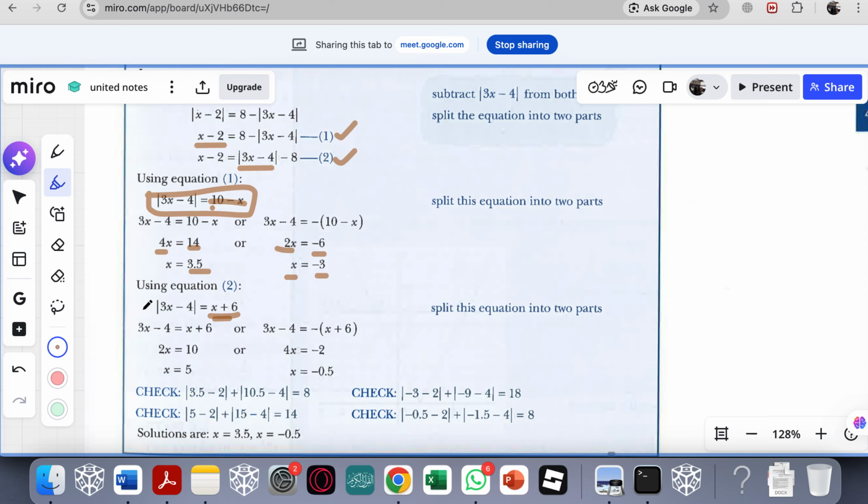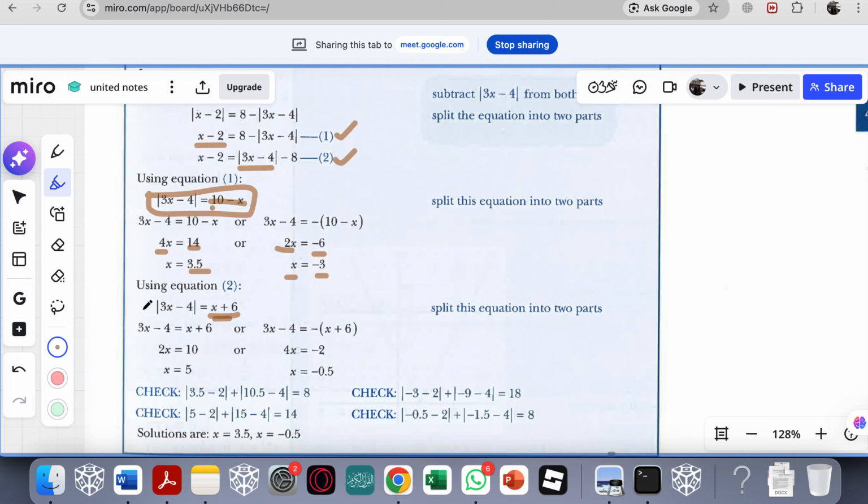So you collect like terms, you bring the x to the left. So it becomes 3x minus x. That's 2x. And then you bring this minus 4 to the right. It becomes 6 plus 4. That's 10. Because you bring negative 4 to the right, it's going to be plus. So you divide both sides by 2, x equal to 5. Now, that's for the first one.